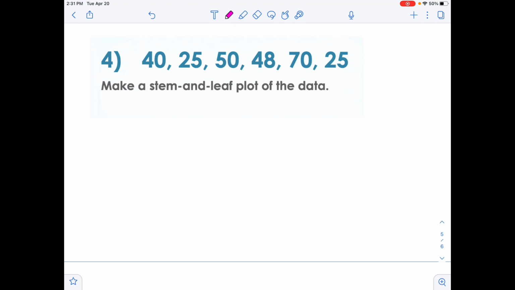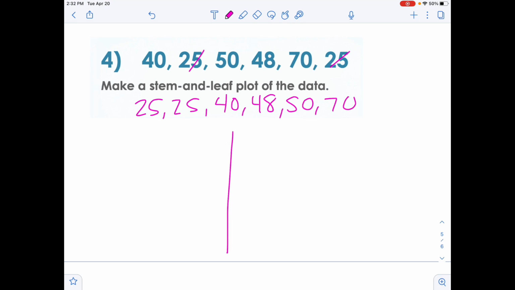Number 4 says make a stem and leaf plot of the data. So it's the same numbers here, so I'm just going to rewrite them in order from least to greatest. 25, 25, 40, 48, 50, and then 70. Remember, with the stem and leaf plot, we make our line. Our stem starts, we'll do 2, 3, 4, 5, 6, 7. We can't skip any numbers in the stem.